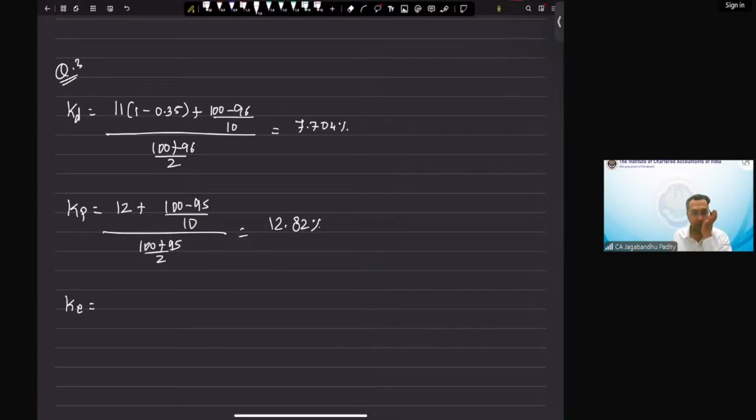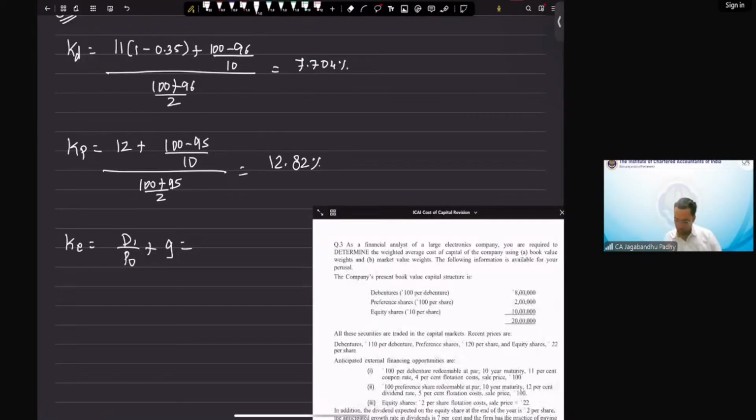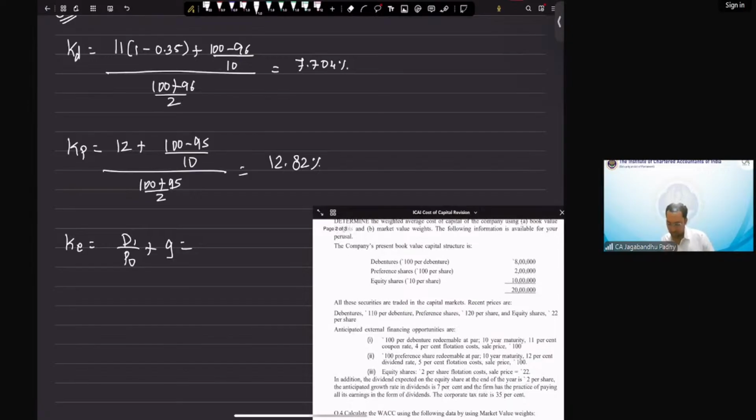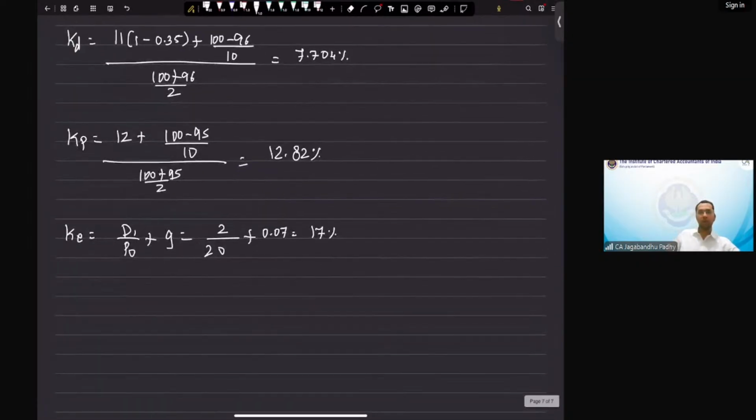And cost of equity is D1 upon P0 plus g. D1 is the dividend expected on equity share. The dividend expected, there's no need to add growth. 2 upon price is going to be 22 minus 2, which is 20, plus growth rate is 7%, 0.07. So this is going to be like 17%. Okay, so we got the costs. Now we have to get the weighted average cost using the book value and the market value.